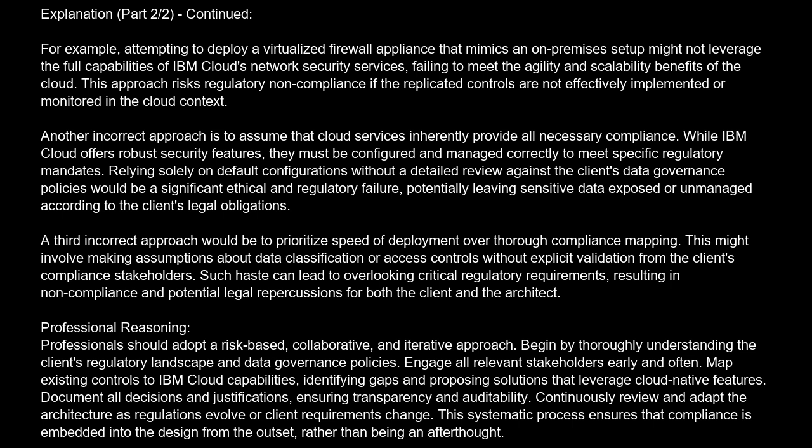Professional reasoning. Professionals should adopt a risk-based, collaborative, and iterative approach. Begin by thoroughly understanding the client's regulatory landscape and data governance policies. Engage all relevant stakeholders early and often. Map existing controls to IBM Cloud capabilities, identifying gaps and proposing solutions that leverage cloud-native features. Document all decisions and justifications, ensuring transparency and auditability. Continuously review and adapt the architecture as regulations evolve or client requirements change. This systematic process ensures that compliance is embedded into the design from the outset, rather than being an afterthought.